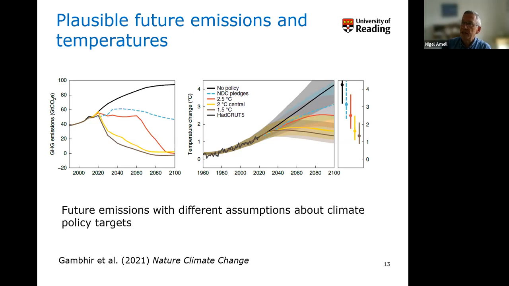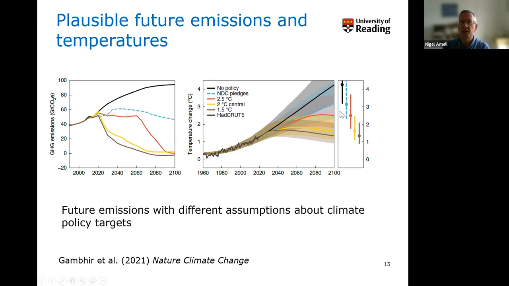On the left, we see an example, a plot of different plausible emissions futures. So the black line is what happens if there are no new climate policies from today. The brown line is a set of emissions that would be consistent with a 1.5 degree world. And the dotted line is the sort of emissions consistent with a world in which every country met the pledges that it had made before COP26, not the ones at COP26. So that needs to be updated a bit.